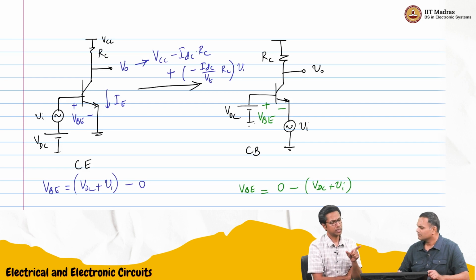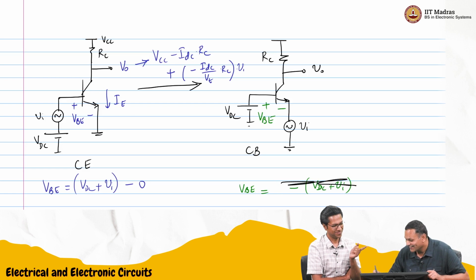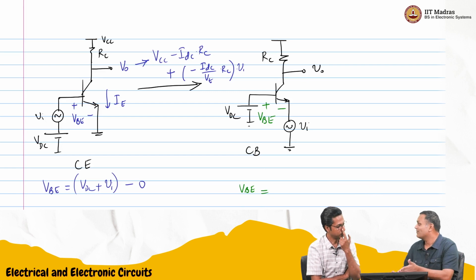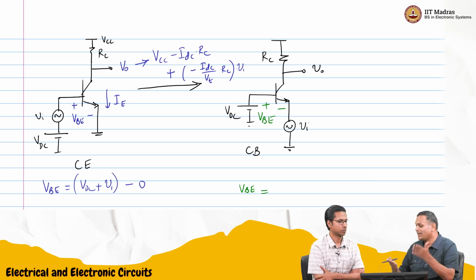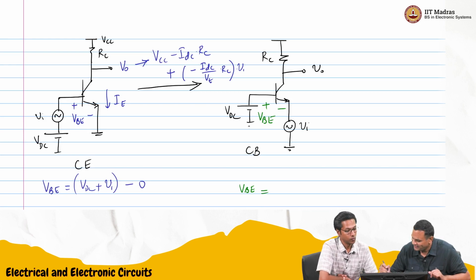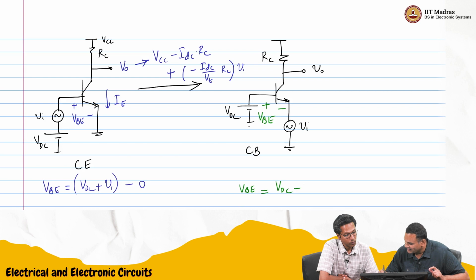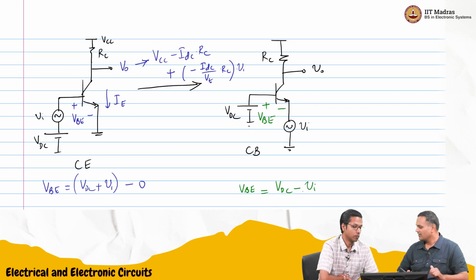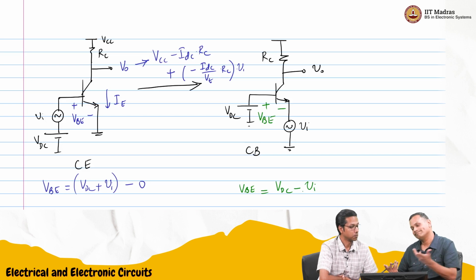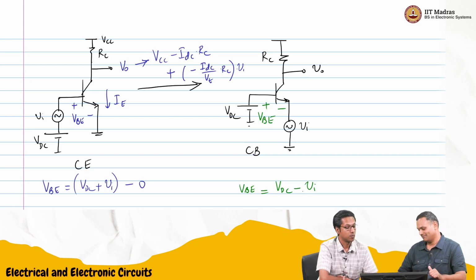So we started with saying base you will ground it. But I understand for the VI it is still ground. That is correct because we are basically doing superposition between DC and AC. So now your VBE is going to be VDC minus VI. And now for superposition, VDC is 0 when you are looking at VI. So it is still common base.